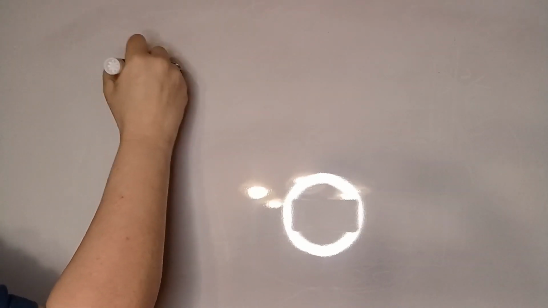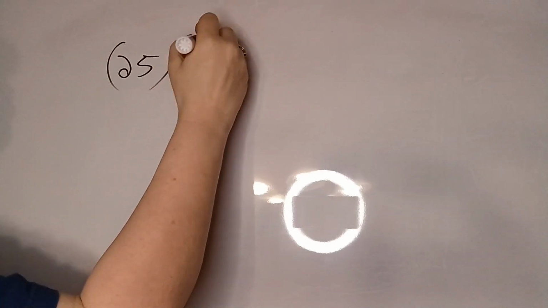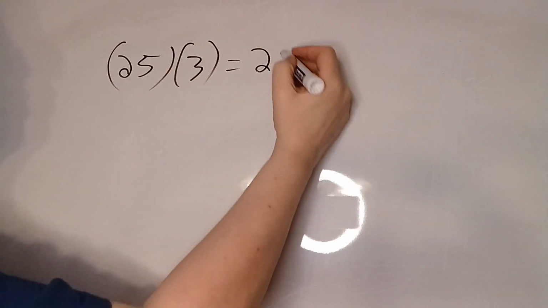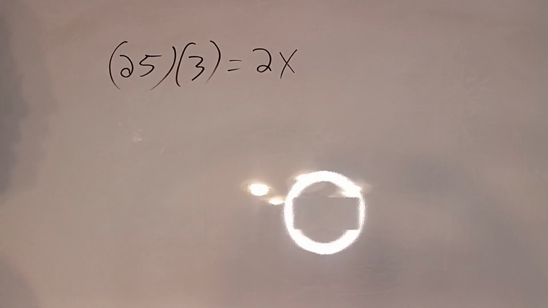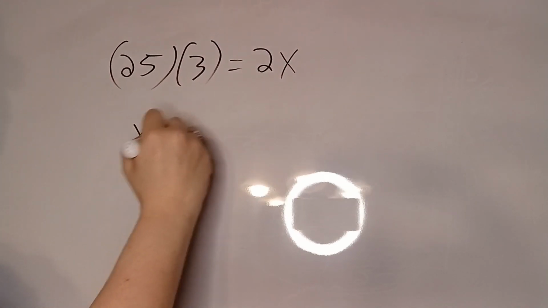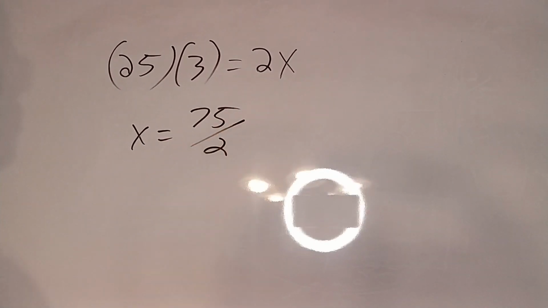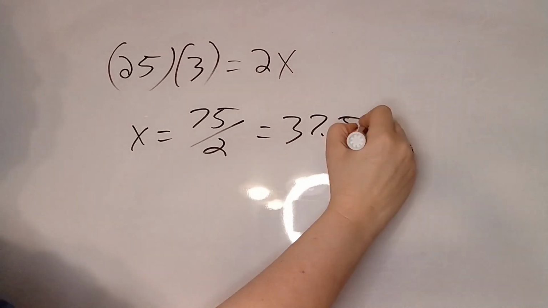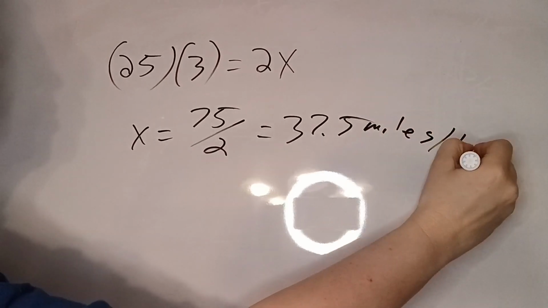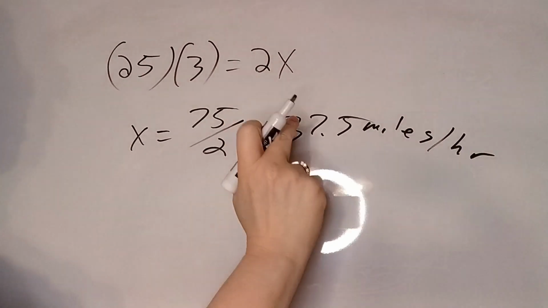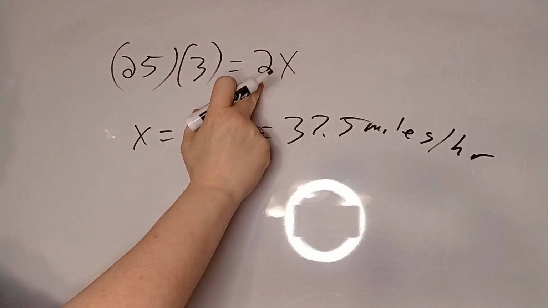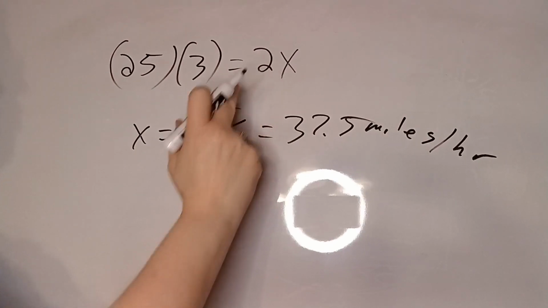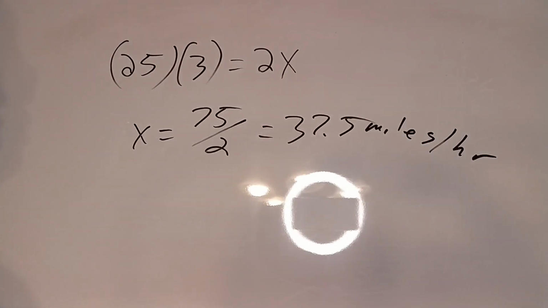So if you have 25 miles per hour times 3 hours equals 2 hours times our speed. So then we have x equals 75 over 2, which is 37.5 miles per hour. So now it makes sense because the larger speed will get you there faster. A slower speed would not get you there faster, and that's what a ratio would give you.